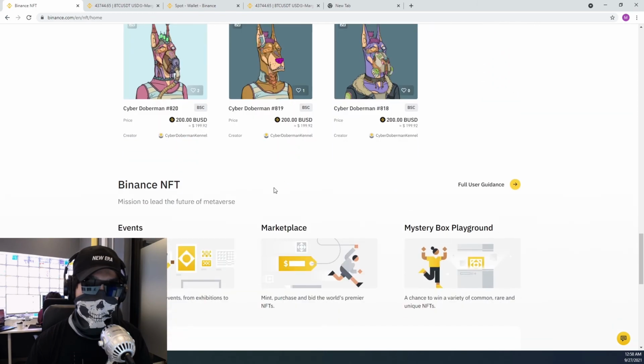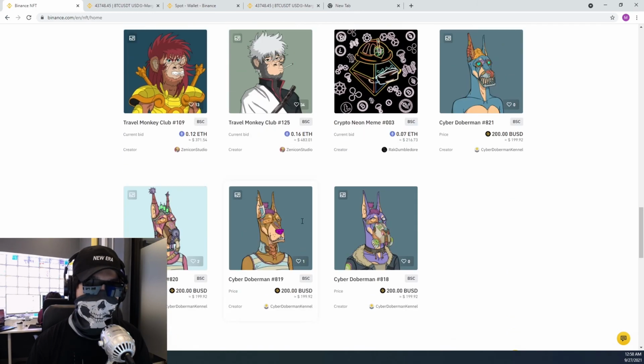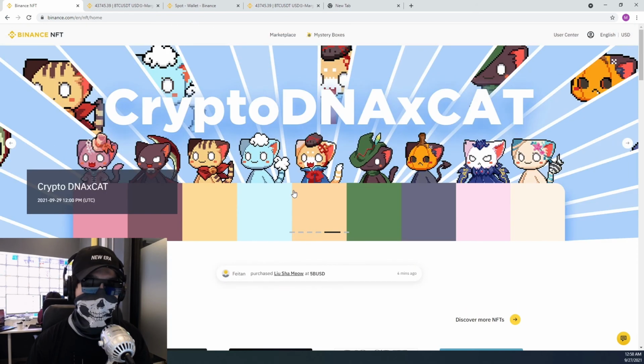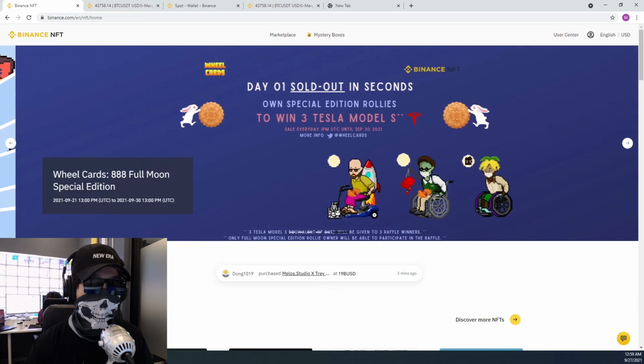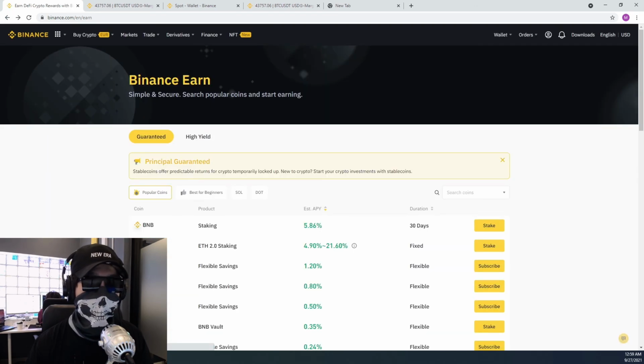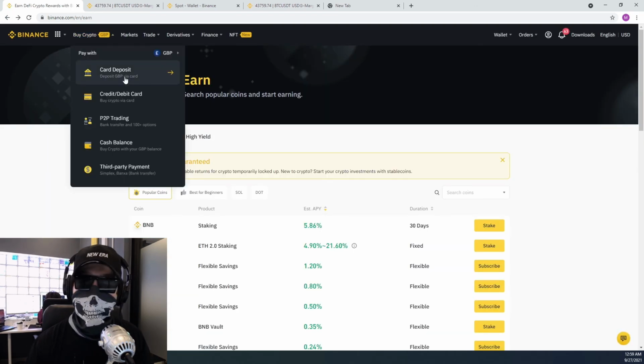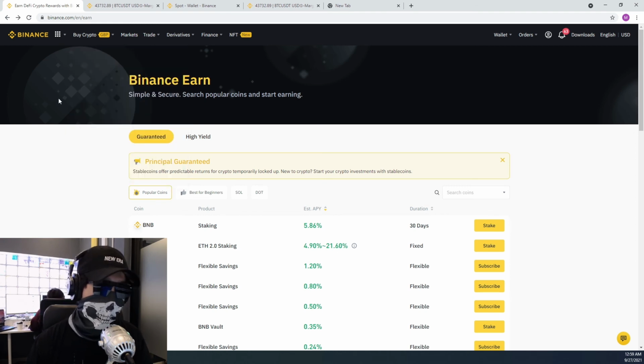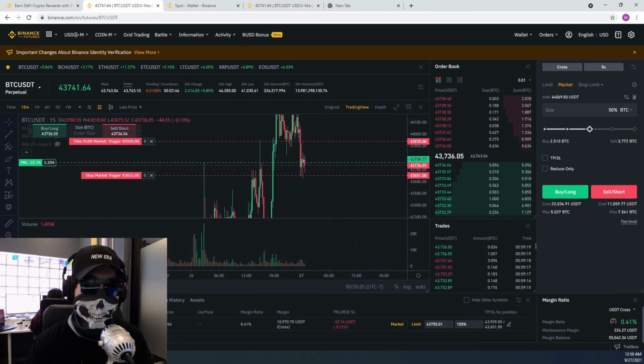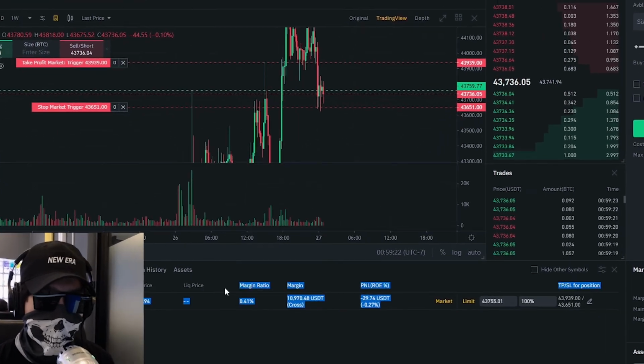So if you want to gamble on some of these JPEGs, definitely try out the Binance NFT marketplace. I personally do not do this. If anything, I just go to OpenSea, but I guess Binance has opened up their own NFT platform as well. Let's see what else we can go over here real quick. I think that's just about it in terms of all the stuff that you guys actually need to know to use Binance, because what is there to know? You just deposit money, you go to the trading platform, you click buy, you click sell. It's pretty simple, right?